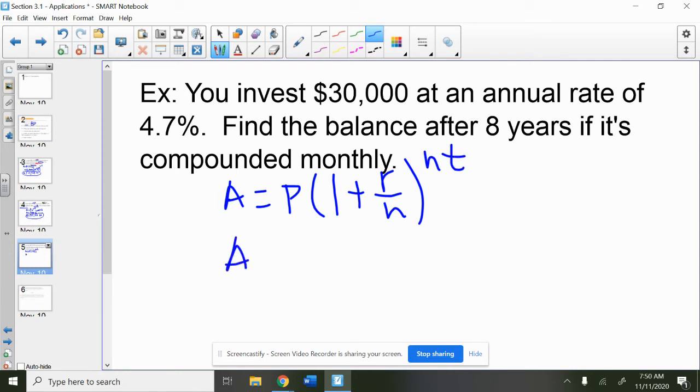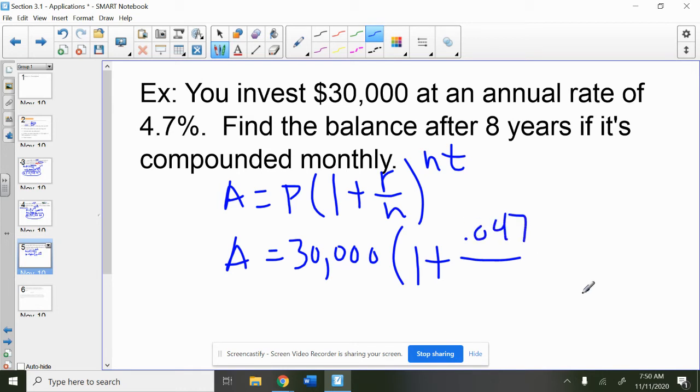So in this case, what are you investing? What are you starting with? Well, I'm investing 30,000. And then 1 plus r, that would be 0.047 if I move the decimal twice, or if I take 4.7 divided by 100. Monthly, how many months are in a year? 12. So that's going to be a 12, and then up here is going to be a 12. And so I get that. And so now we're going to take that and plug it back into Desmos and see what we can get.